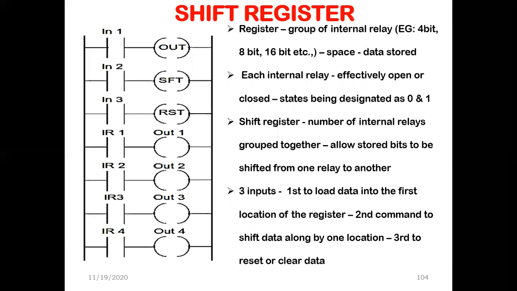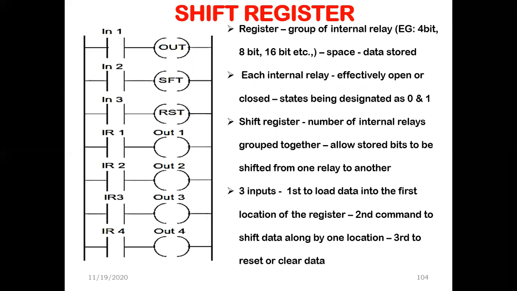So, a shift register is a group of internal relays. As you already know, 4-bit, 8-bit or 16-bit data can be stored. Each internal relay is effectively open or closed, the states being designated as 0 and 1. So in a shift register, a number of internal relays are grouped together to allow stored bits to be shifted from one relay to another.